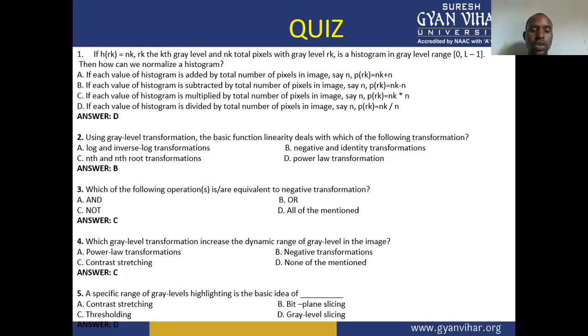Next question is, which gray level transformation increases dynamic range of gray level image? Dynamic range occurs whenever we are trying to look for a region of interest whenever we are performing a contrast stretching. Whenever we perform a contrast stretching, we can increase the intensity value, the regions that we have desired.